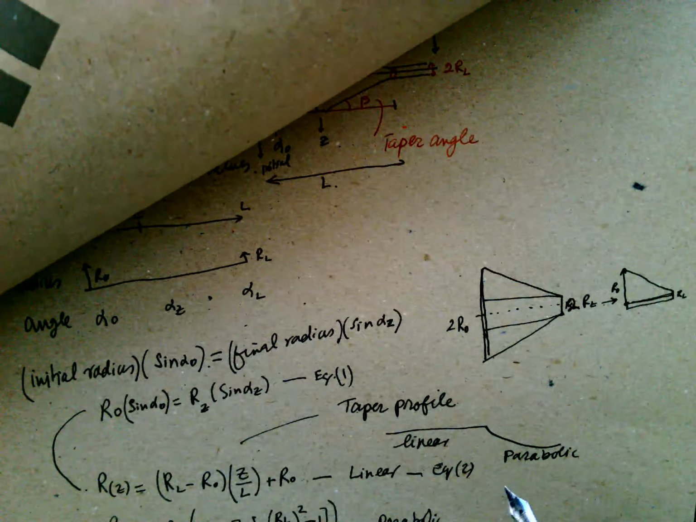sine of a plus b equals sine a cos b plus cos a sin b. If you use this, sine pi by 2 is 1 and cos pi by 2 is 0, so that term is 0. So this will come into cos, and whole squared, it will be cos squared. So the acceptance angle is given like this.